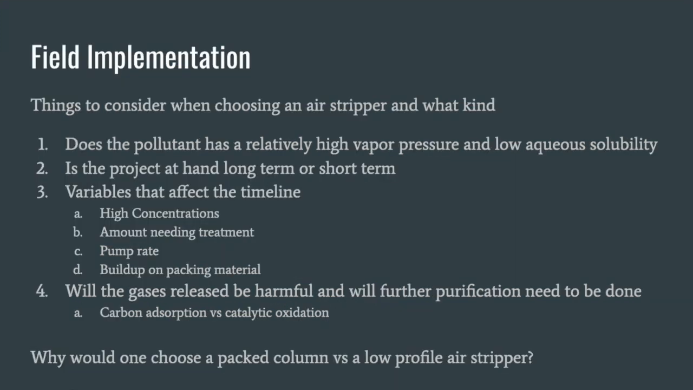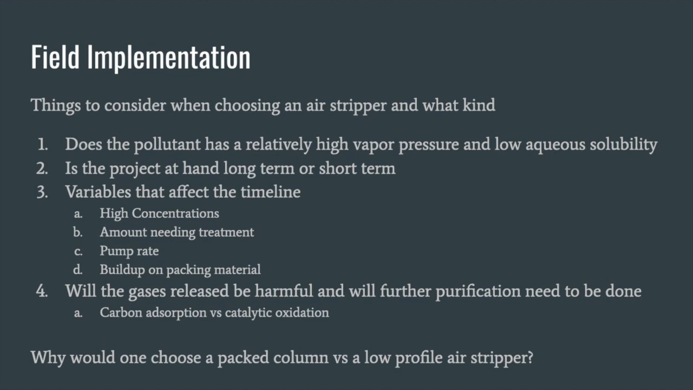Hello, and next is field implementation. There are a few things to consider when choosing an air stripper and what kind. The first is, does the pollutant have a relatively high vapor pressure and low aqueous solubility? If so, perfect. As discussed earlier, pollutants with a relatively high Henry's law coefficient can be economically stripped from water. For example, benzene, toluene, and xylene, which are found in gasoline. Ammonia can also be stripped, which is commonly found in wastewaters.